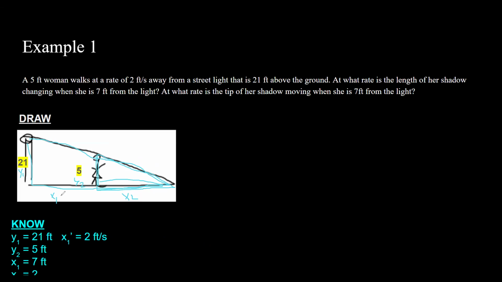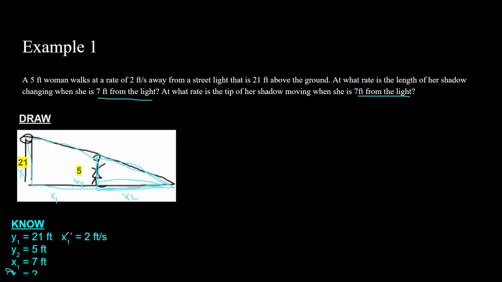X1 is 7 feet because it's saying when she's 7 feet from the light. That's what it says here, and that's what it says here. So I know that x1 is 7 feet. I have no clue what x2 is. I don't know if that's cut off for you as well, but that's supposed to say x2 is question mark.